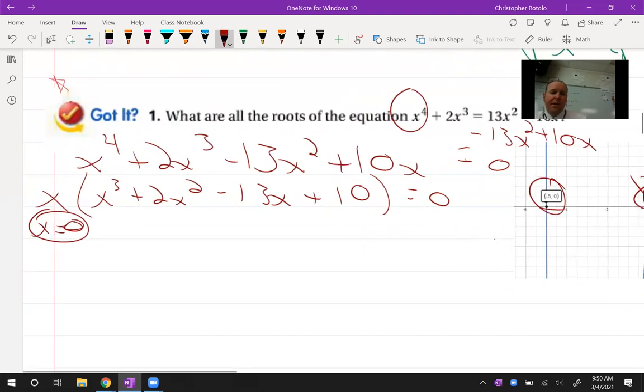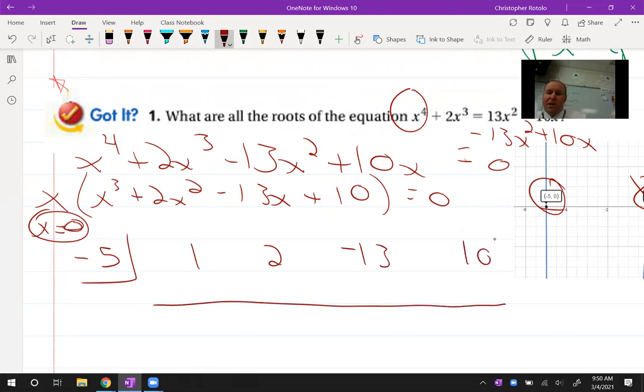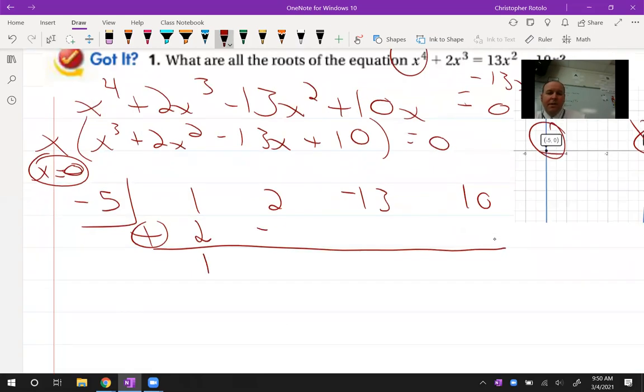The order doesn't matter. So negative 5. Remember, that is already a solution. So 1, 2, negative 13, 10. And I better get a remainder of 0, right? So 1, negative 5, negative 3, 15, 2, negative 10. Yes, I love when it works.